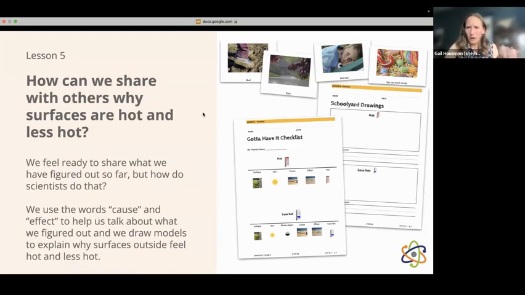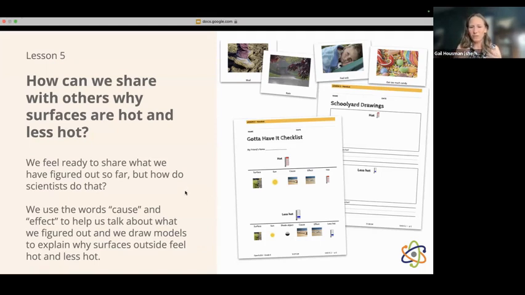And we're wondering, okay, when scientists want to share something, how do they do that? And we end up using the words cause and effect to help us do that. So the class has figured out that the sunlight shining on surfaces is the reason they feel hot. And now we're like, okay, let's actually name that cause and effect. Because again, it's a big cross-cutting concept in this unit.